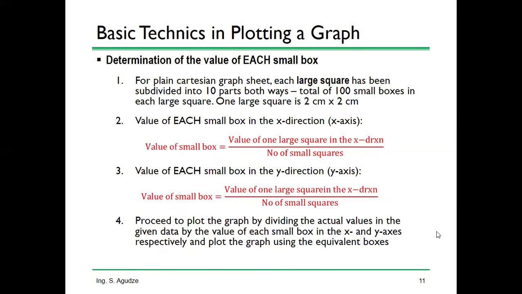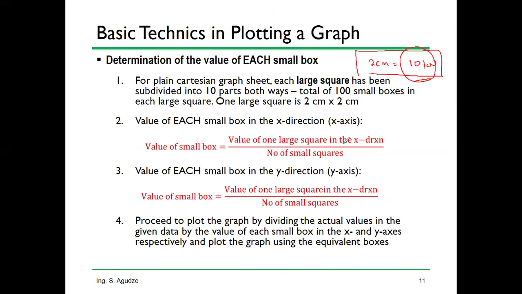Then after you have been able to determine the scale, you have to now determine the value of each small box. You remember I mentioned large boxes or large squares and then small squares. Is that right? Okay. So now, if you have determined the scale, let's say every 2 centimeters is equal to, let's say, 10 kilonewton. That's the scale, let's say, we have selected. If this is the scale, our focus is this value, right?